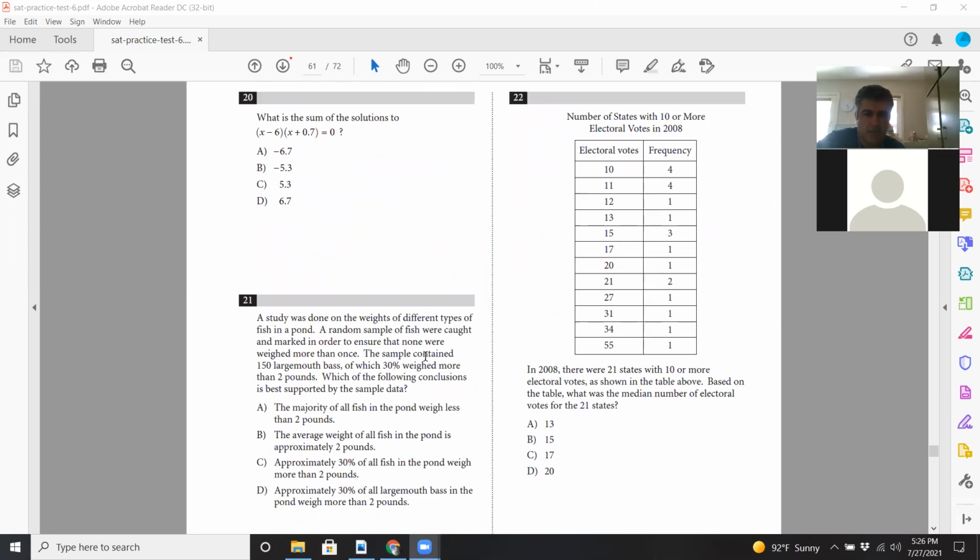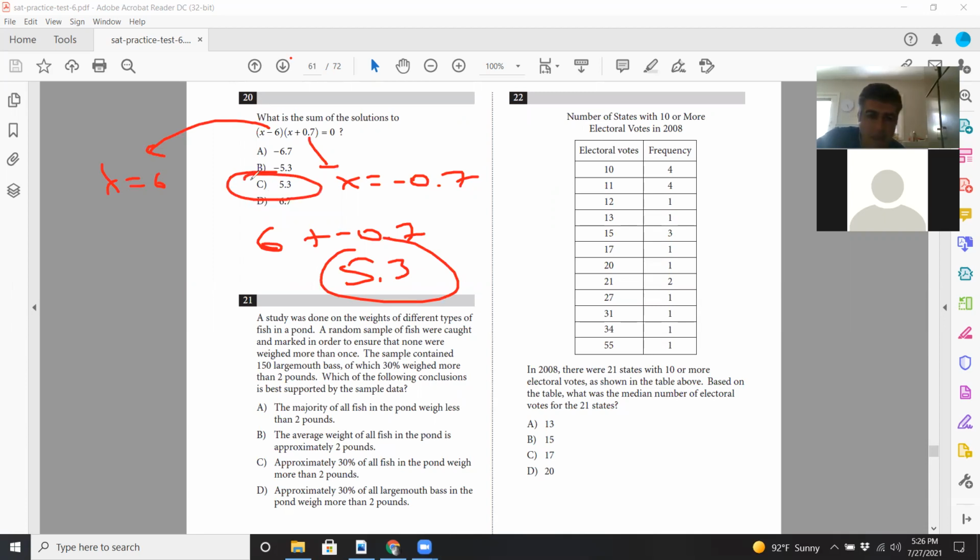Let's take a look at these three here. Number 20 should be pretty easy. The sum of the solutions, obviously x equals 6. Obviously x equals negative 0.7. Add them up. You get 5.3.